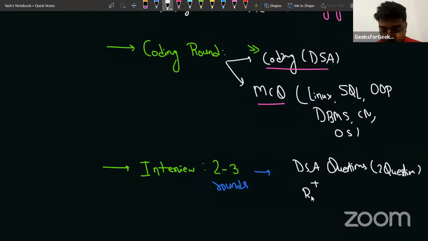Then you will be asked questions based on your resume. If you have some previous work, if you have made some projects, they might ask you something about it. Then they might also ask you about, let's say, some computer science fundamentals. So they might also ask you about CS fundamentals as well. Okay. So these are the things that are mostly asked.